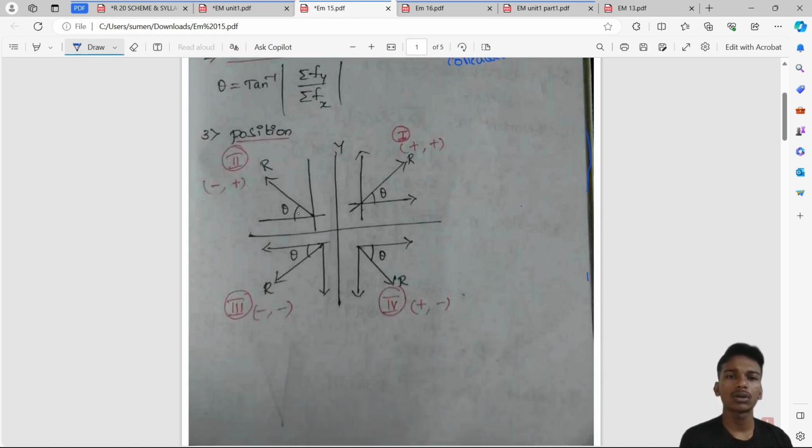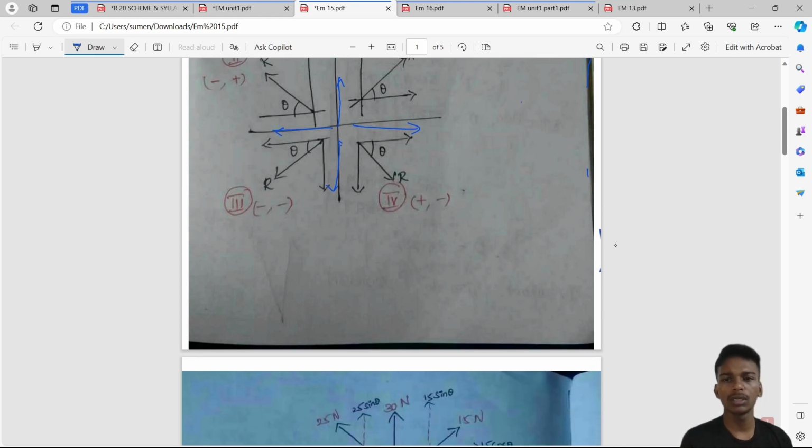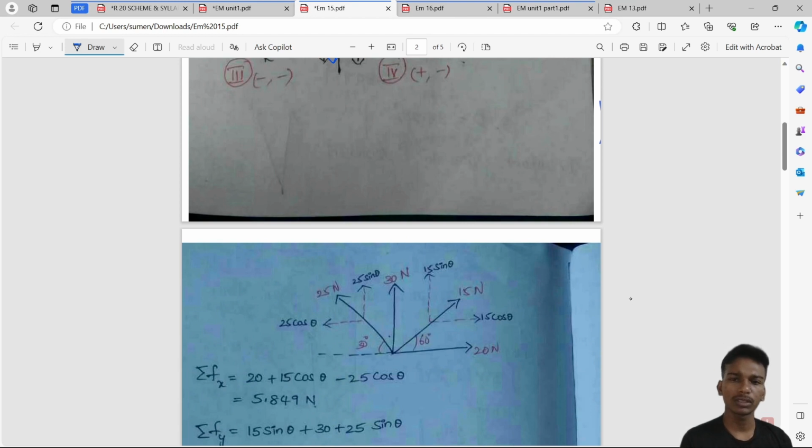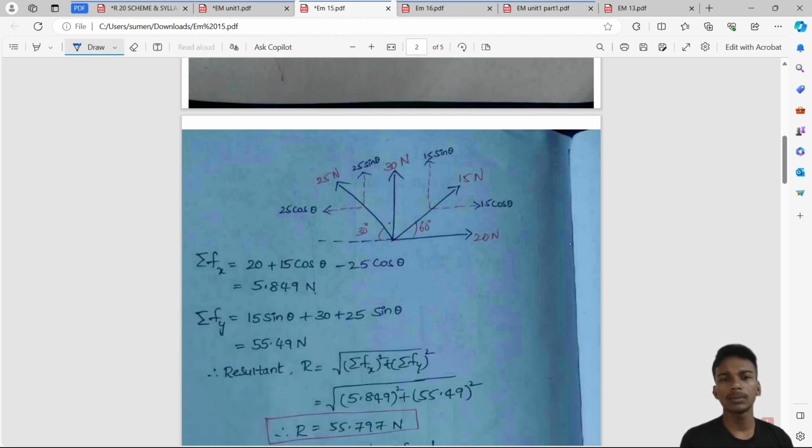This is the sign convention for different quadrants. If a force is in this direction, then we are going to take it positive in x direction. If the force is in this direction, we are going to take negative in x direction. If this force is in this direction, it's positive y direction. If the force is in this direction, it's a negative y direction. That's what I mentioned over there. It is a sign convention for system of forces.